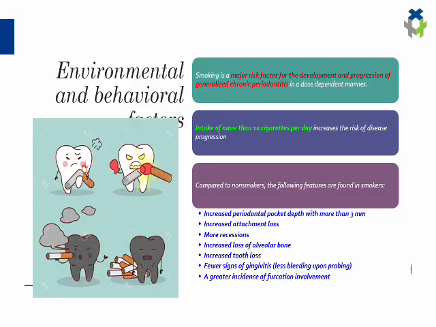Compared to non-smokers, the following features are found in smokers: increased periodontal pocket depth of more than 3 mm, increased attachment loss, more recession, increased loss of alveolar bone, increased tooth loss, fewer signs of gingivitis, and a greater incidence of furcation involvement. To be noted, in smokers, bleeding on probing is seen less compared to normal patients.